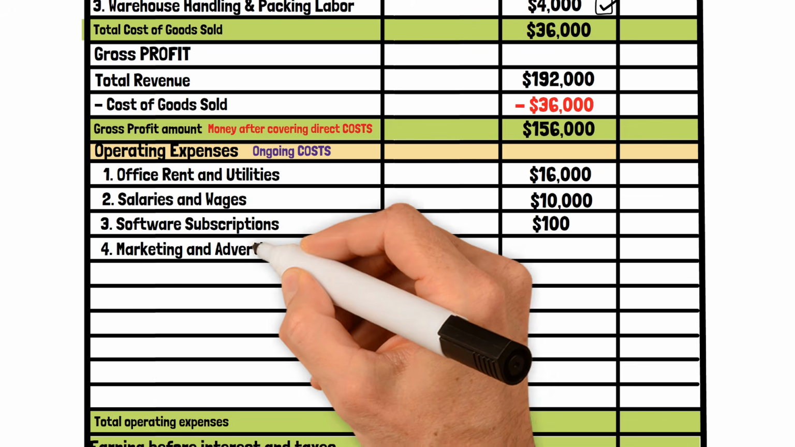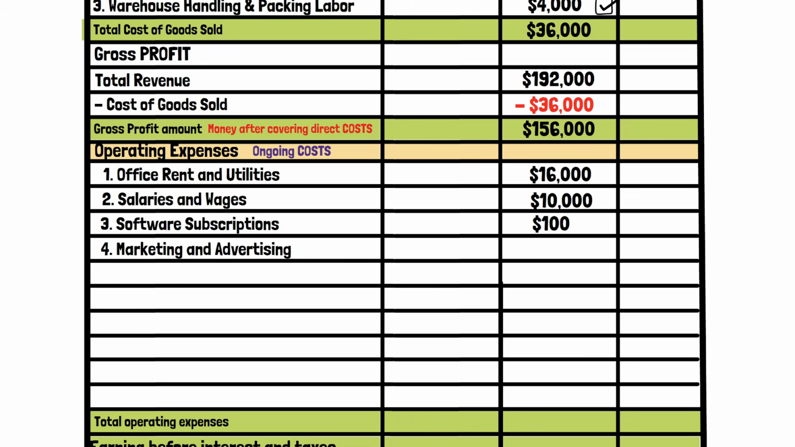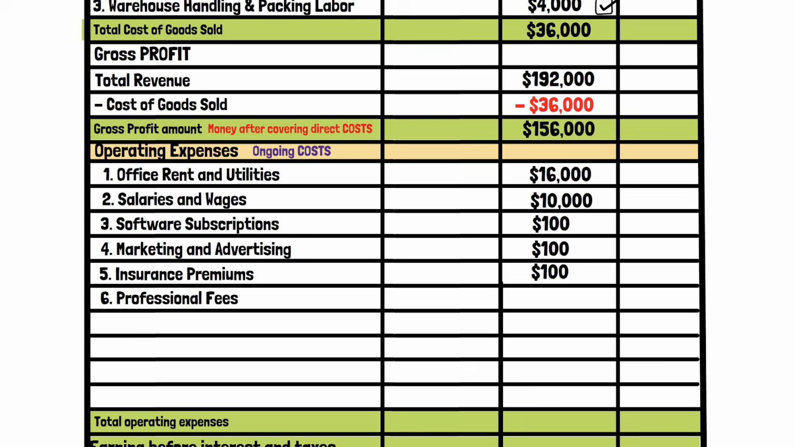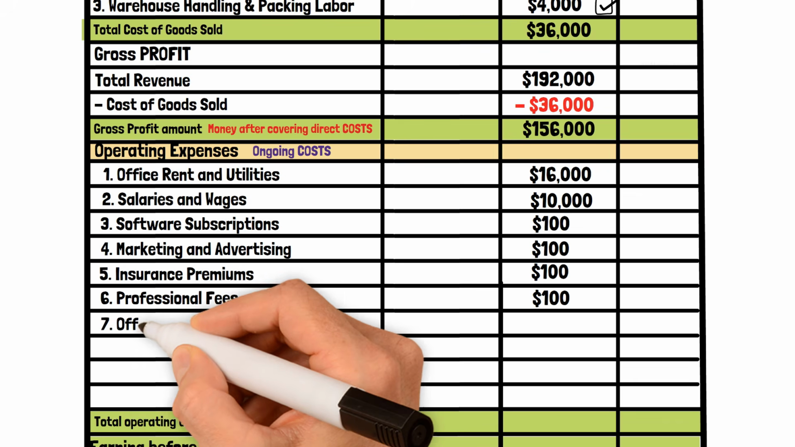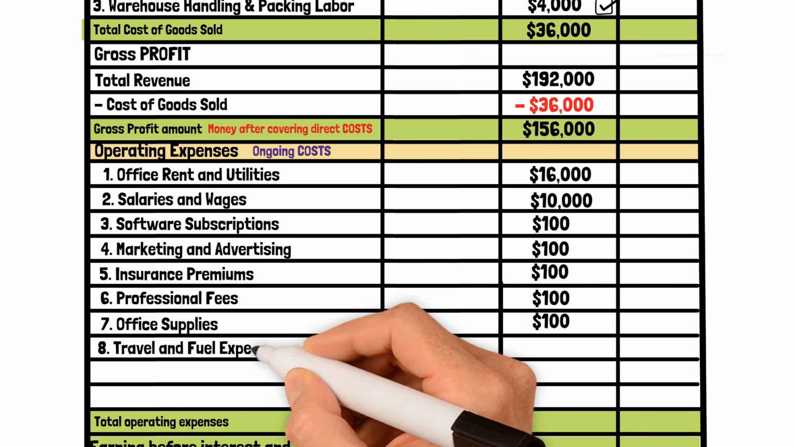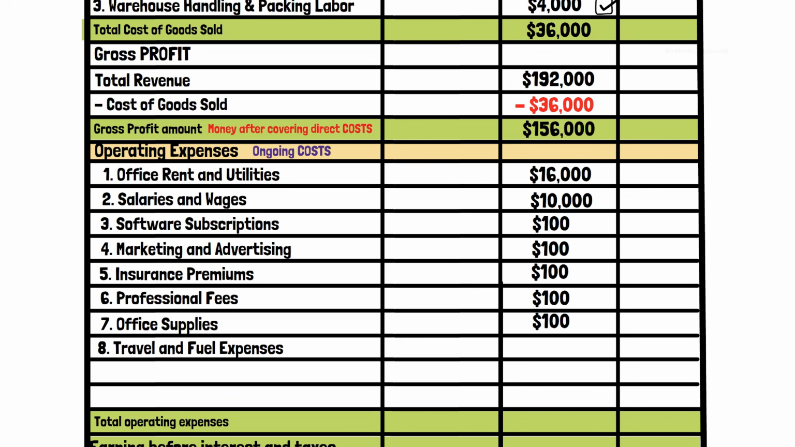Marketing and advertising expenses include online advertisements, basic promotional material, and outreach campaigns, which together cost $100. Insurance premiums for business liability coverage and vehicle insurance totaled $100. Professional fees paid to accountants and legal advisors for compliance, tax filing, and consultation amounted to $100. Office supplies such as stationery, printer, ink, and small equipment purchases added another $100. Travel and fuel expenses for client visits, local deliveries, and meetings cost $100.